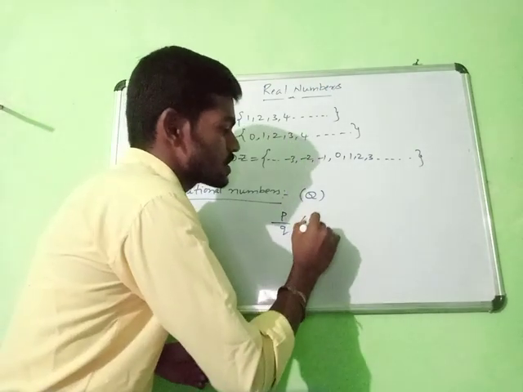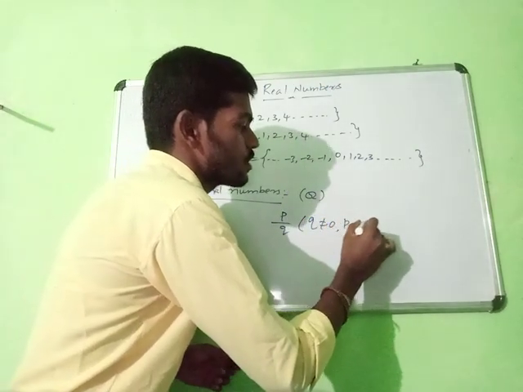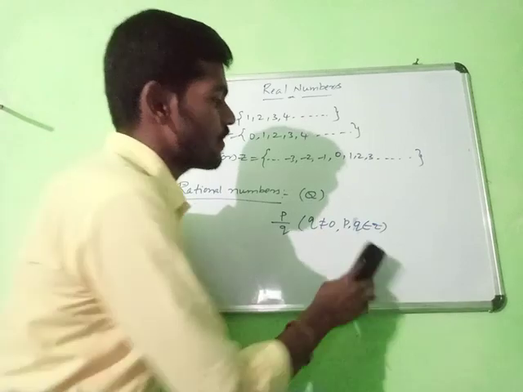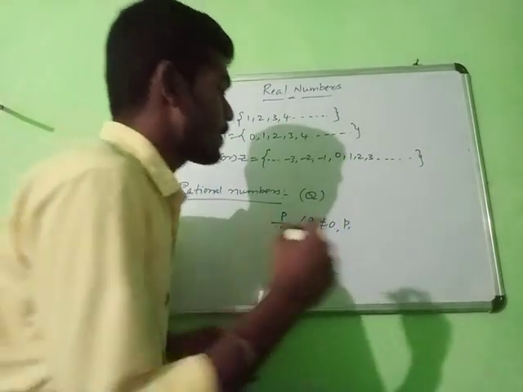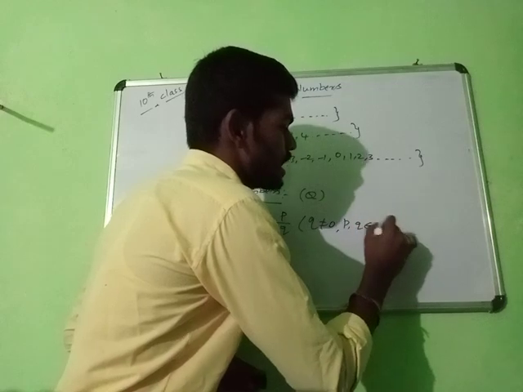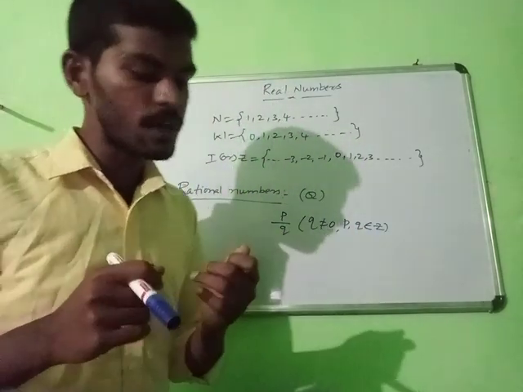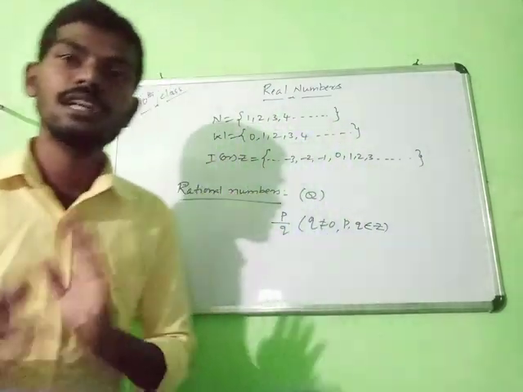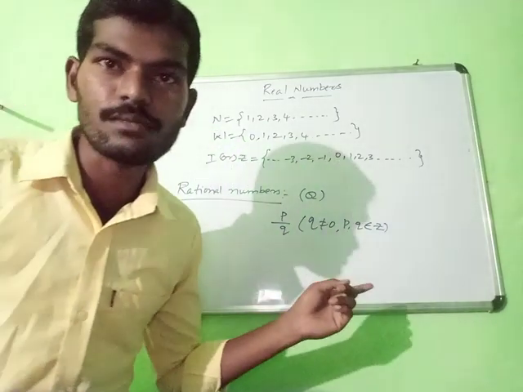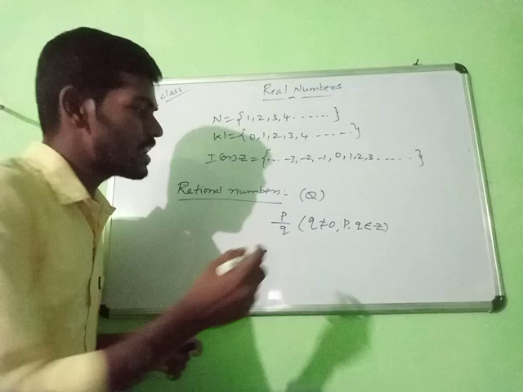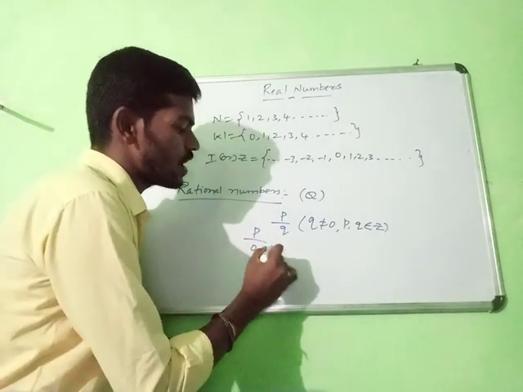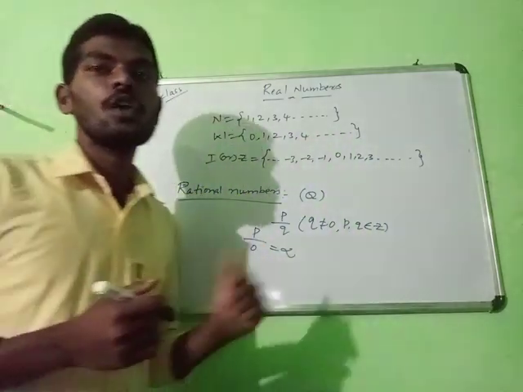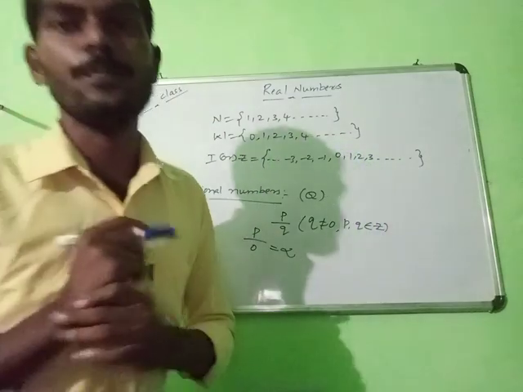Here, Q is not equal to 0, and P, Q belong to Z. Z means integers. Here, why is Q not equal to 0? For example, take P by 0. P by 0 is always not defined, or infinity. So Q is always not equal to 0.